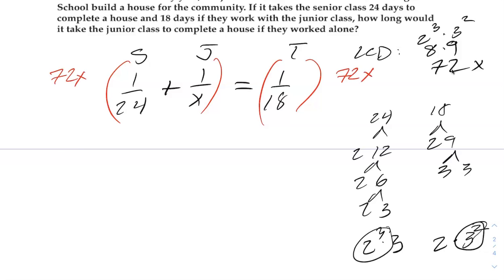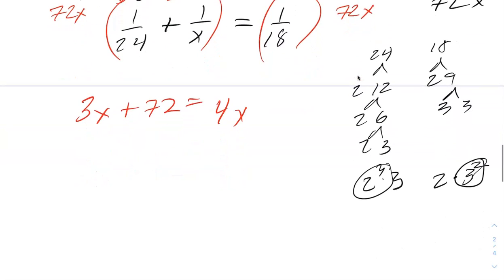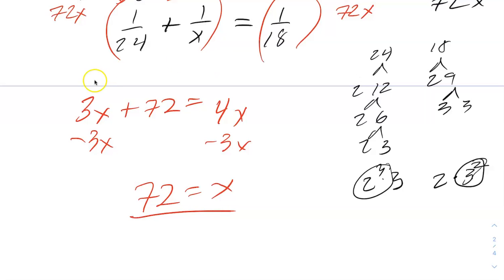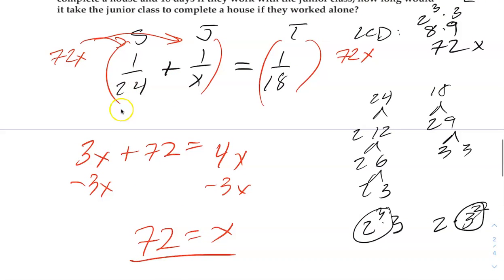And the benefit of multiplying by the LCD instead of trying to get the same denominators is that it makes it a little faster. Right, so if I distribute this to here and to here, 72 divided by 24, I believe is 3, so 3x. 72x times 1 over x, well the x's cancel out, so you just get plus 72. Over here, 72x divided by 18, that's 4 times. So 4x. So we get this. Now it's just a math problem. Subtract 3x from both sides. I get 72 equals x. It'll take the juniors 72 days to build a house alone. Man, they're slow compared to the seniors. But that's the idea.